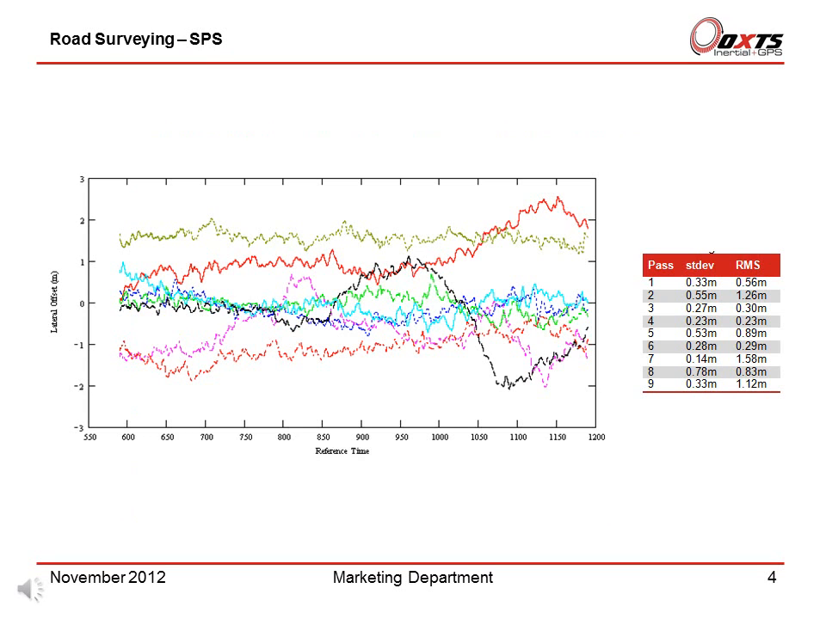Now let's look at the road surveying SPS. This graph shows the lateral error of the RT using a standard positioning service, non-differential. There are 9 drives down the M40 on the graph. The table gives the RMS position error and a standard deviation for each run. The difference between the RMS and the standard deviation is the average error along the whole route.